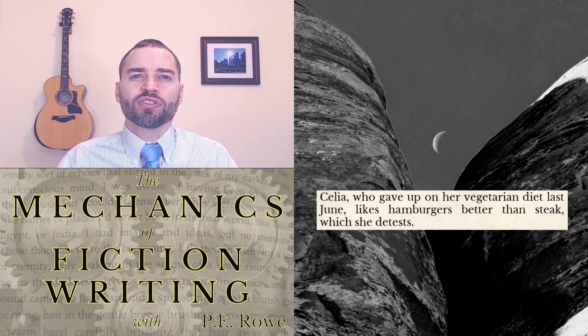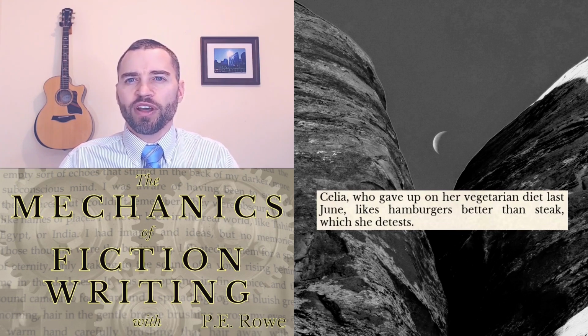Even as the reader takes in the subordinate information about her vegetarian diet, the reader is looking for the verb to tell them what they need to know about Celia until they come to likes hamburgers. Ah, she likes hamburgers. Me too. The rest of the sentence consists of details that clarify that main proposition.